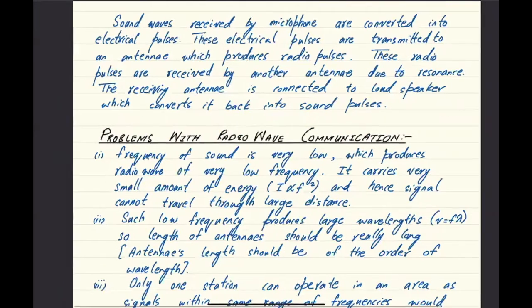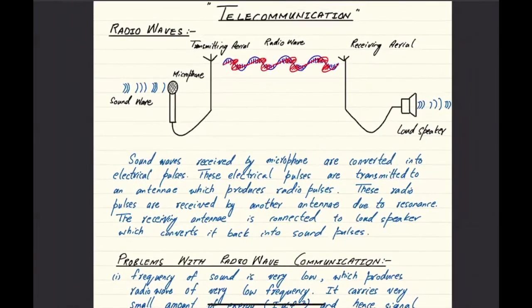Now, whatever I told you might seem fine in the beginning, but in reality that's not possible. It is not as simple as a sound wave coming to a microphone producing an alternating current, that alternating current producing an electromagnetic wave, and that electromagnetic wave producing an alternating current in a receiving antenna. The problem in this method of communication is all associated with the frequency of sound.